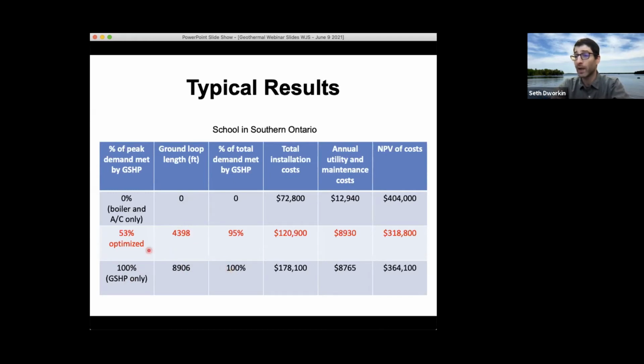That's really key. That means going from 53% to 100% can be considered throwing good money after bad. That drilling cost would be much better spent on a different building where those additional boreholes are going to be used for base loads.